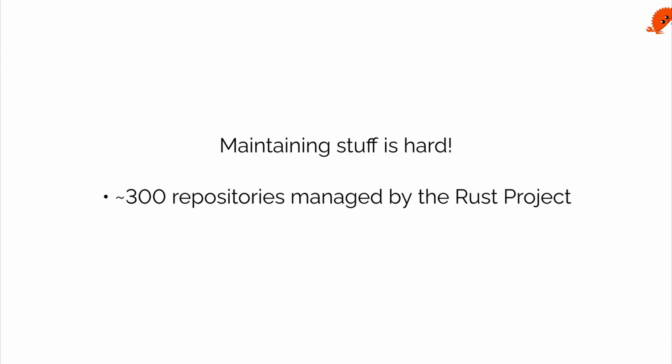And maintaining stuff is really hard. We have about 300 repositories in the Rust project. And if you remember that we have about 300 people, that's almost one repository per user. And some of those repositories have tens or hundreds of thousands of lines of code. And some of those volunteers, or actually most of them, are unpaid, and they work a few hours per week on Rust, maybe. So it's actually a lot of work to keep this running.